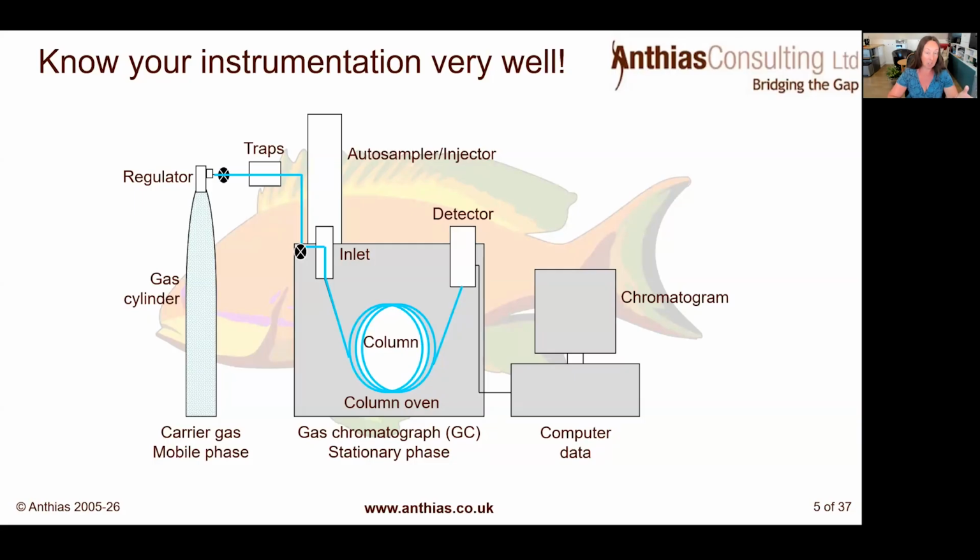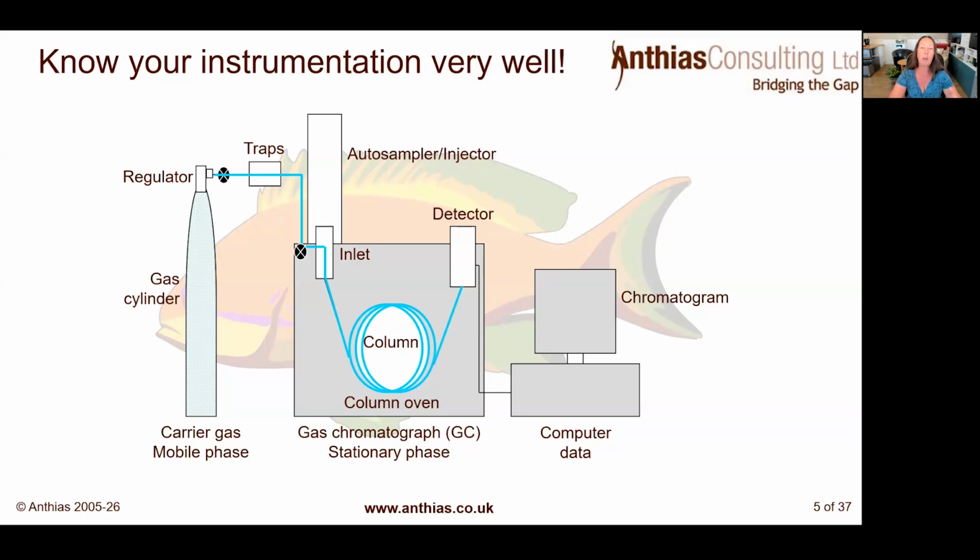What type of carrier gas are you using? What type of inlet and what types of traps and filters? What type of column? And also what type of detector? It might be also that you've got splitters en route. It might be that you have an optimized T for doing things like backflushing. So again, identifying all the different parts of your instrumentation is really important.